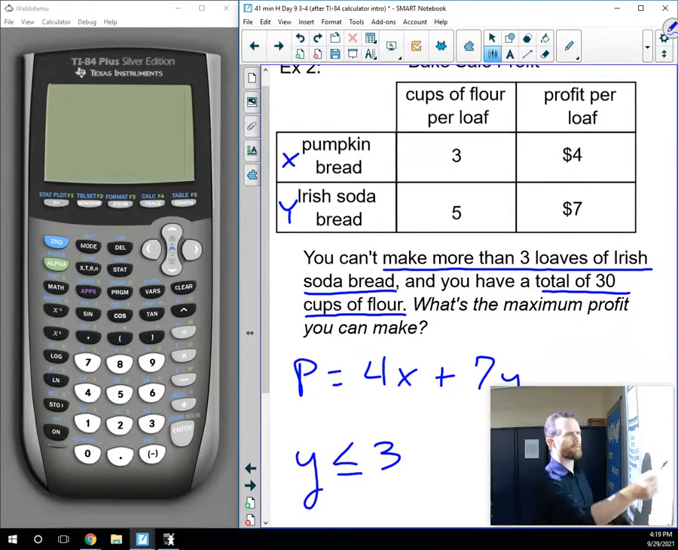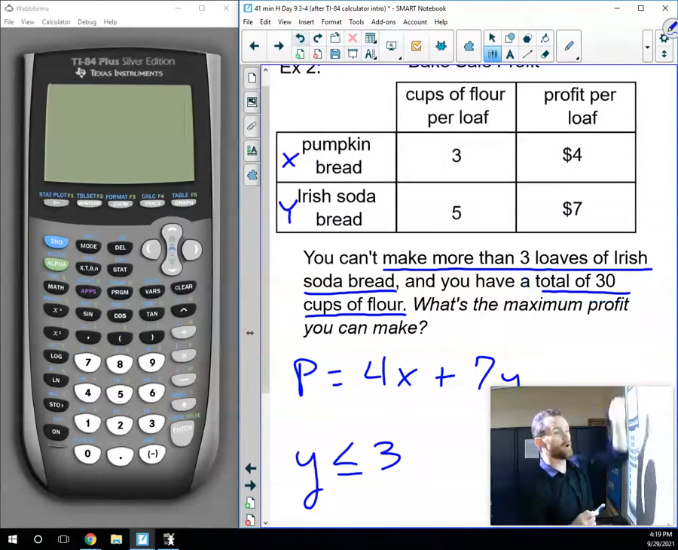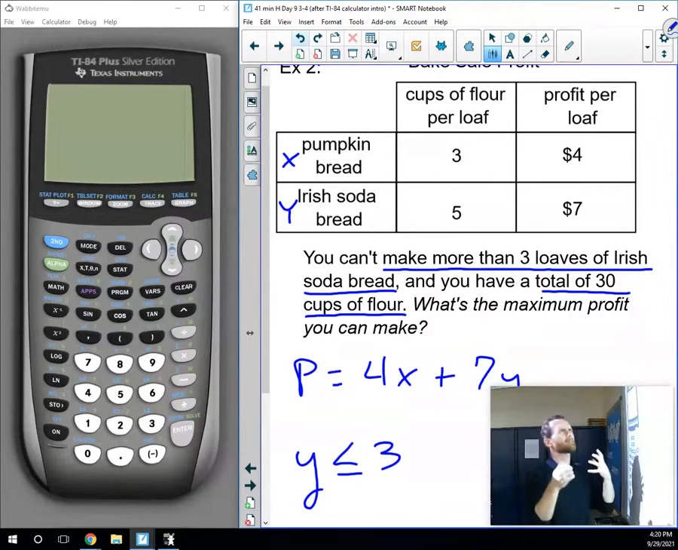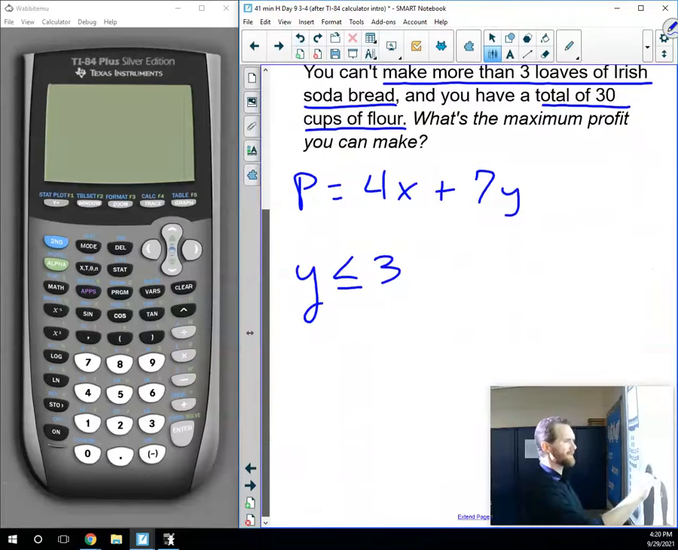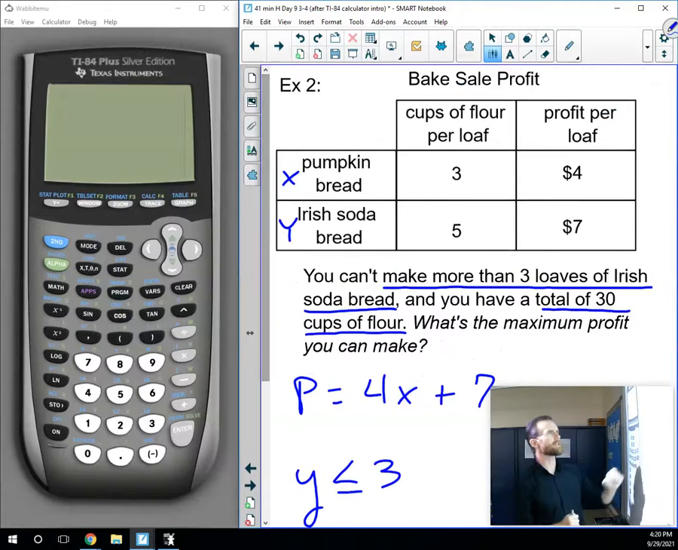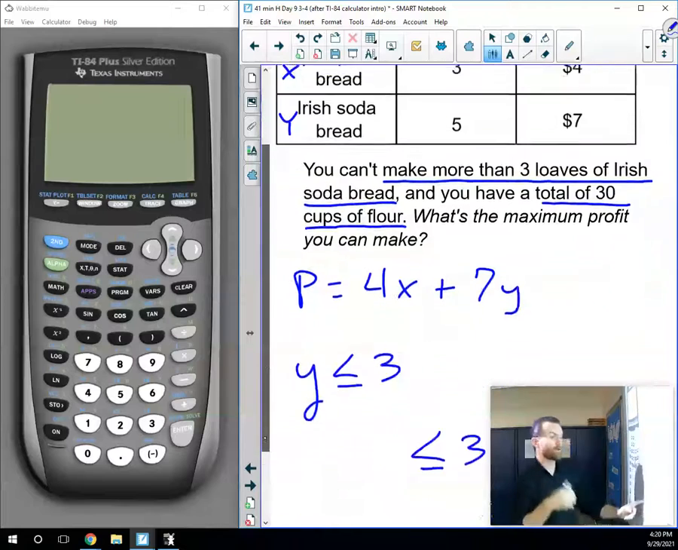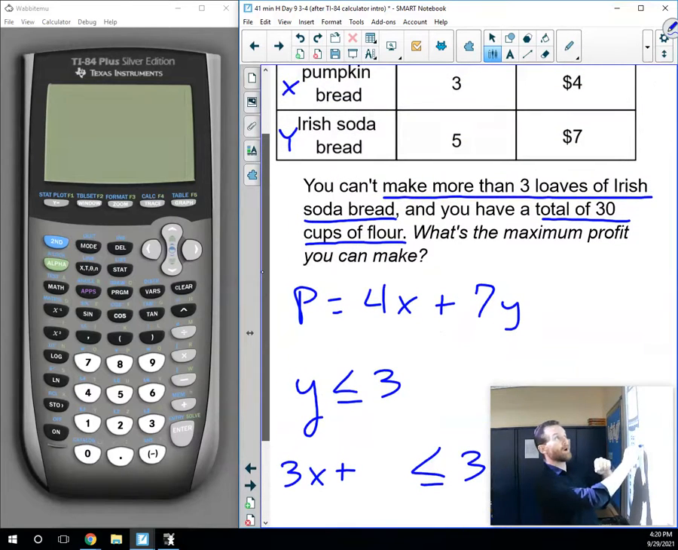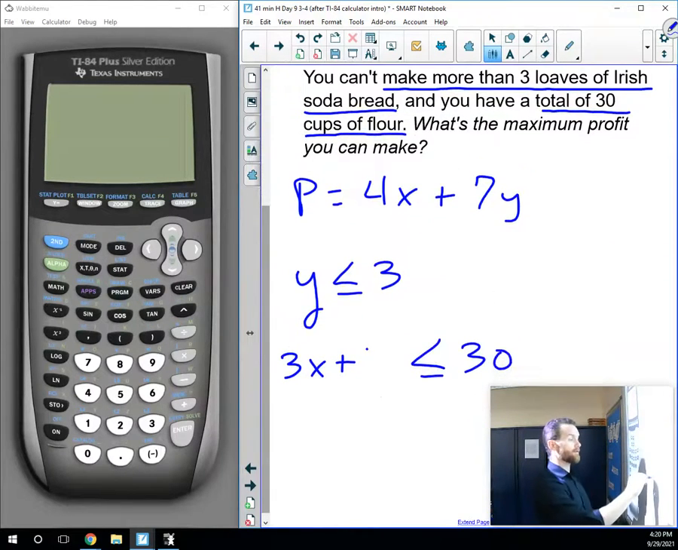The other limitation they give us has to do with the total amount of cups of flour we have. So that's going to be involved with the 3 and the 5. The amount of cups of flour we use has to be less than or equal to 30, because that's our maximum. That's our ceiling. We can use 3 cups of flour per pumpkin bread, so that would be 3 times x, plus 5 cups of flour per Irish soda bread, so that would be 5y.